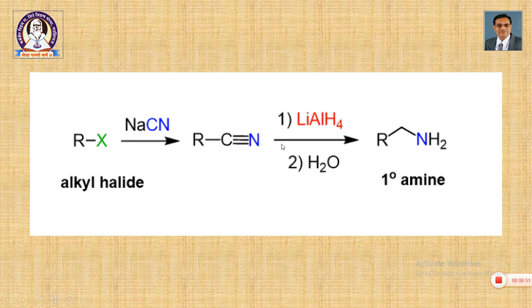The reaction is convenient because the cyanide, which is the starting material required, is easily available and can be easily obtained by using alkyl halides, because alkyl halides are common. Alkyl halides with suitable cyanide like sodium cyanide give alkyl cyanide. Alkyl cyanide is further converted into primary amine by this reaction by using lithium aluminum hydride.